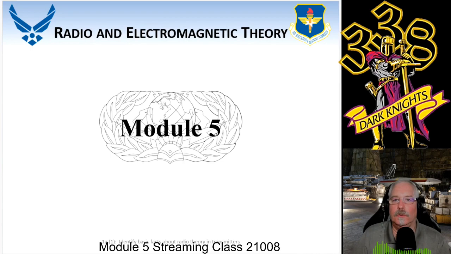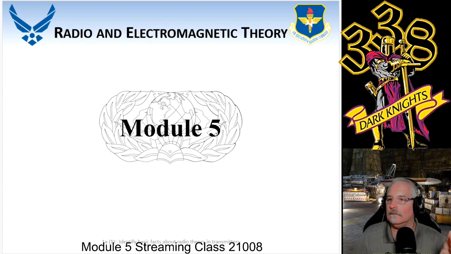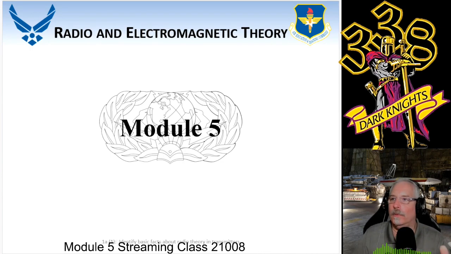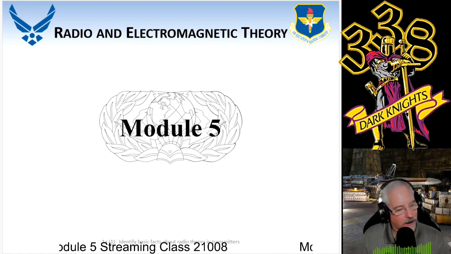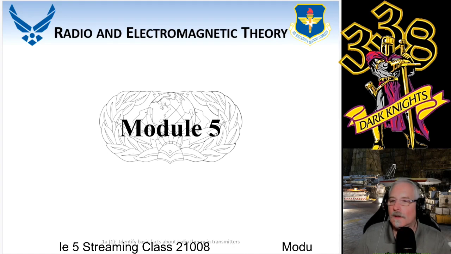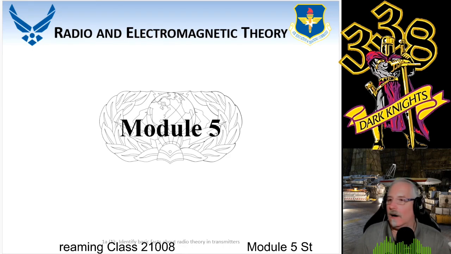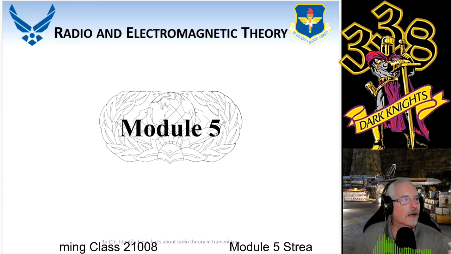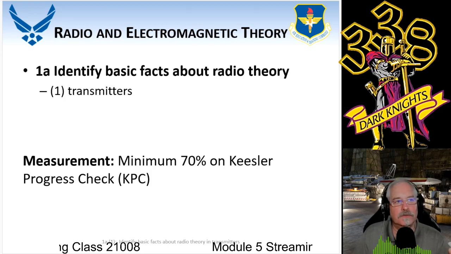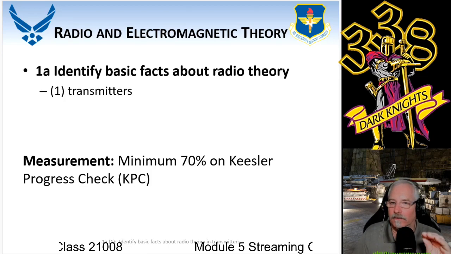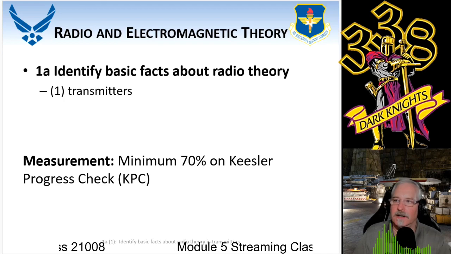abbreviated way of doing the study guide workbook using slides. I'll try to get through them real quick. Anywhere between 10 to 20 minutes, maybe even a half an hour in some of these. So we're going to be looking at identify basic facts about radio theory, which is the transmitter portion.